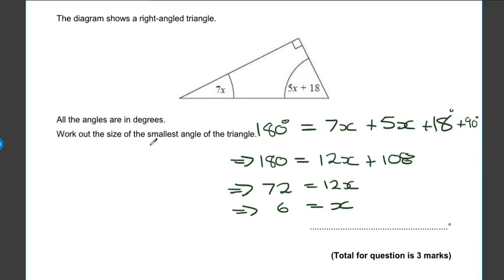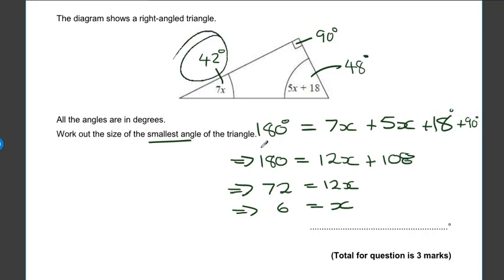This actually came up. Smallest angle. Okay. That's 90 degrees. That 7 times 6 is 42 degrees. That 3 times 6 is 30 plus 18 is 48 degrees. You can do it out yourself. If you don't know what's the smallest amongst them, I'm getting worried.